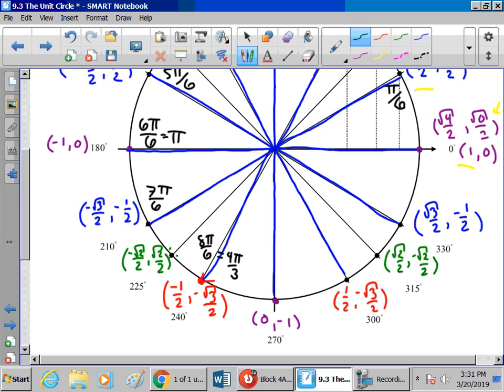Then we have 9 pi over 6, which is of course equal to 3 pi over 2. Then we have 10 pi over 6, which is naturally equal to 5 pi over 3. 11 pi over 6, sensing a pattern here, does not simplify. And 12 pi over 6, this one's a little bit special. 12 pi over 6, which is equal to 2 pi, which is equal to 0.